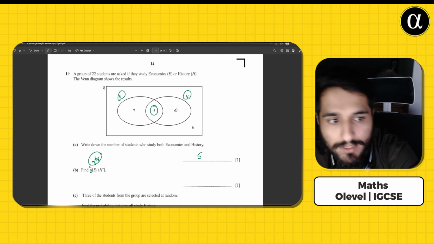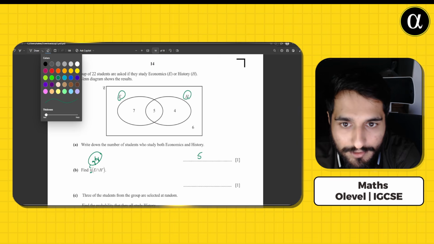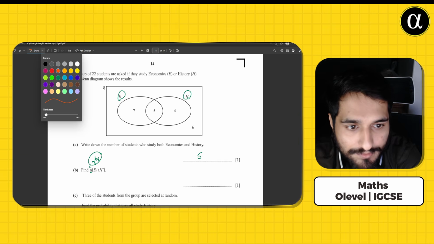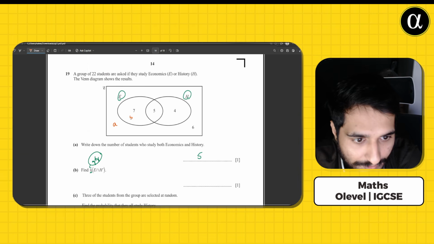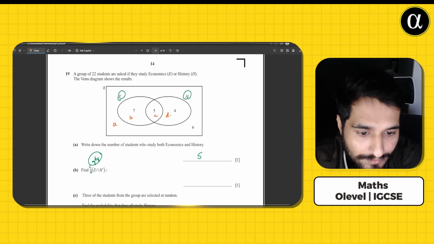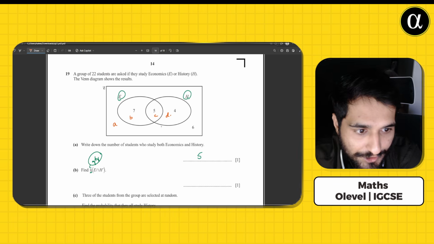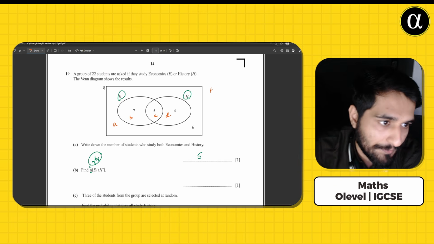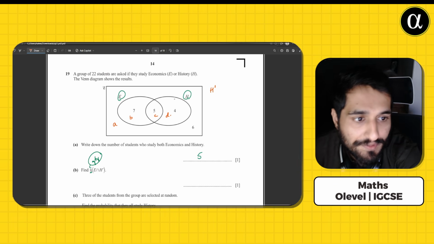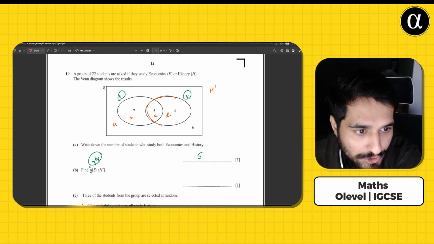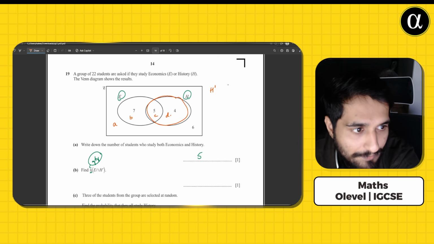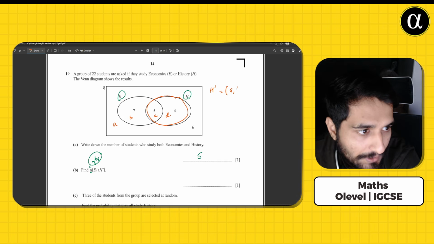Now, what does that mean? E intersection H prime, if you're confused on how to solve these, I would suggest that you name every separate region with a different letter or a number. So A, B, C, and D. Now, since it says E intersection H prime, let's find what H prime is. H prime is basically all the values except for H. So that means we have A and B in H prime. So it's going to be A and B.